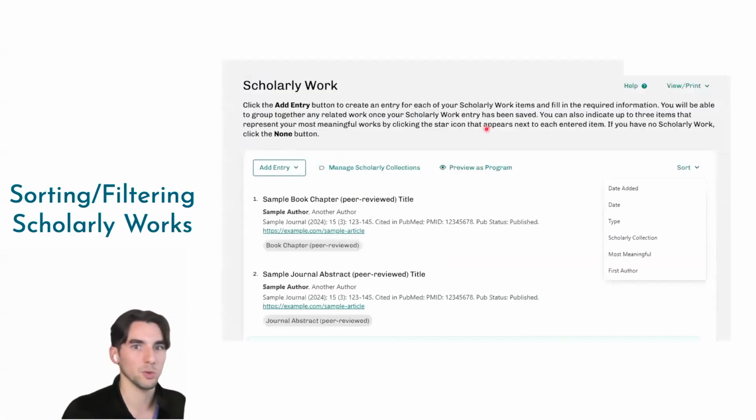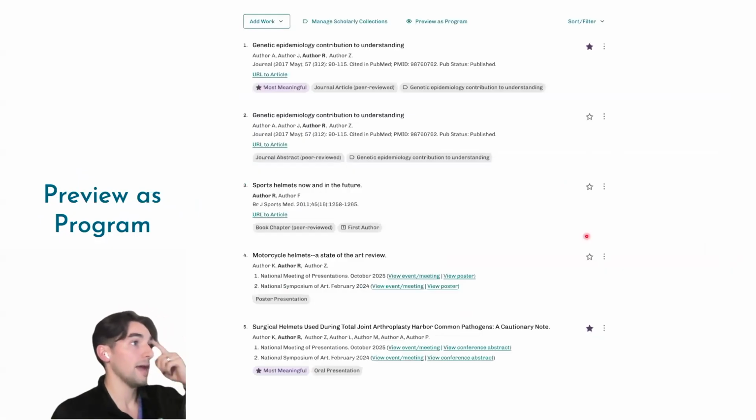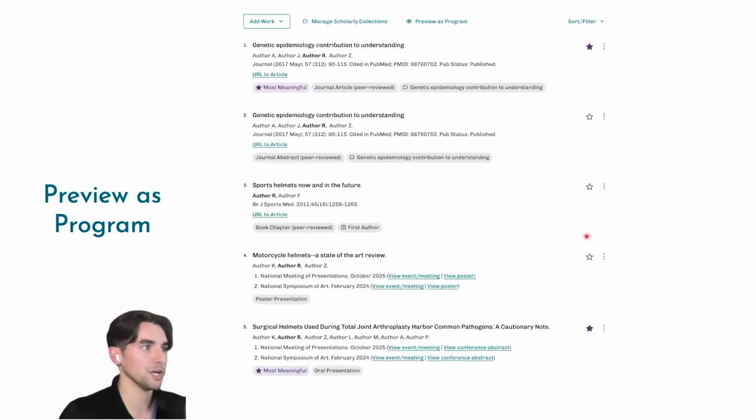These are some of the filters we were talking about. You can filter by date, type, collection, most meaningful, and first author. And this is what the program view would look like, right? Similar, you're getting a list of these research items, but hopefully this organization is going to make things a little bit easier to view. The programs are also going to have the ability to go right to the event, meeting, view the poster if you put that information in there. So that's very helpful for them as well.